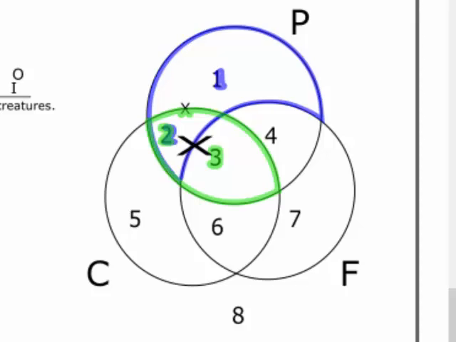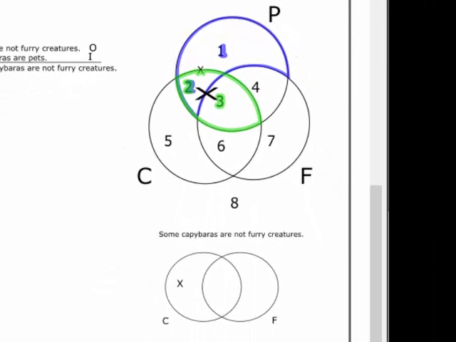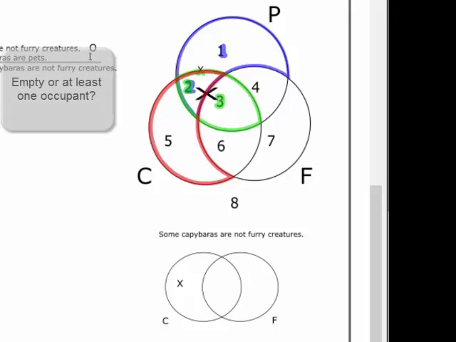Now, stop diagramming and look to see if the conclusion is forced. The conclusion is an O statement, that some capybaras are not furry creatures. So first we need to find the zone corresponding to C minus F, the capybaras that are not furry creatures. It's here, regions 2 and 5 together. The question is, does that zone have to have at least one occupant, or could it still be empty?